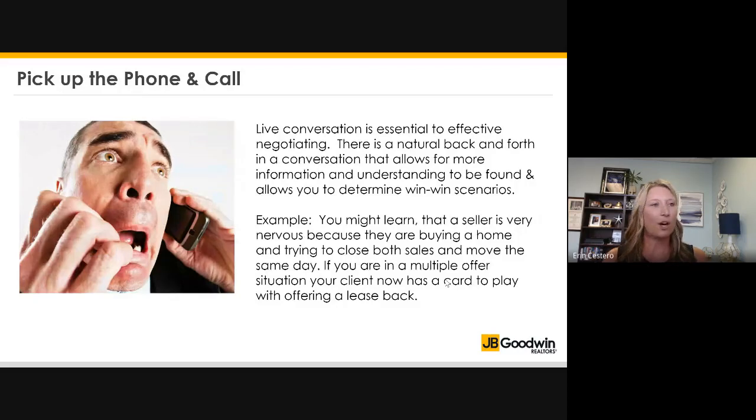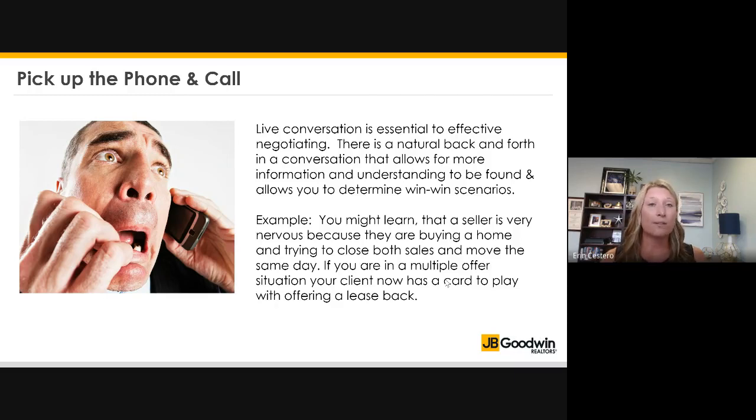Pick up the phone and call. I know it's not always an option, or you don't always catch somebody on the line, but I pick up the phone and call every time. Live conversation is essential to effective negotiating. There's a natural back and forth in a conversation that allows for more information to be passed and understanding to be found, and allows you to determine win-win scenarios.